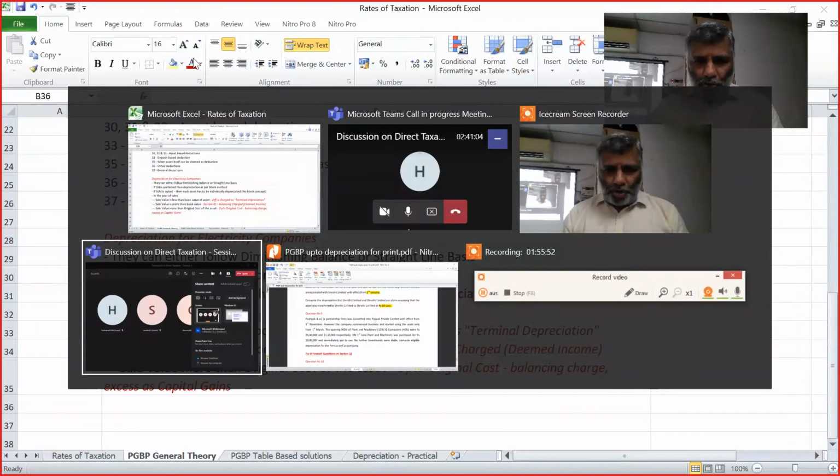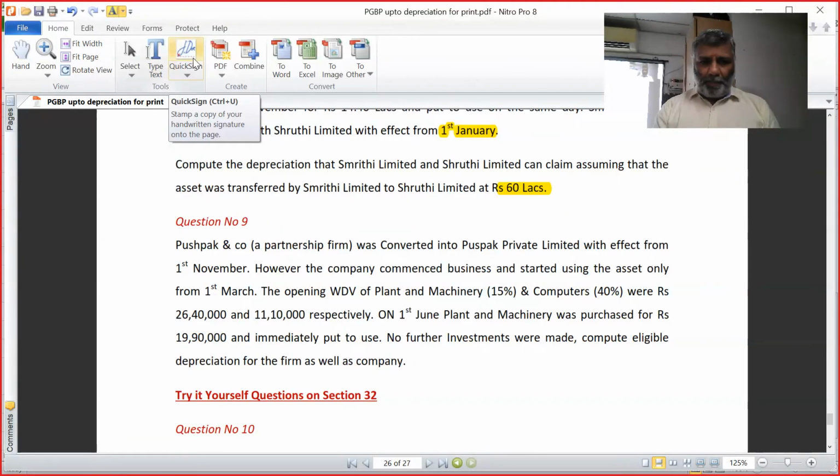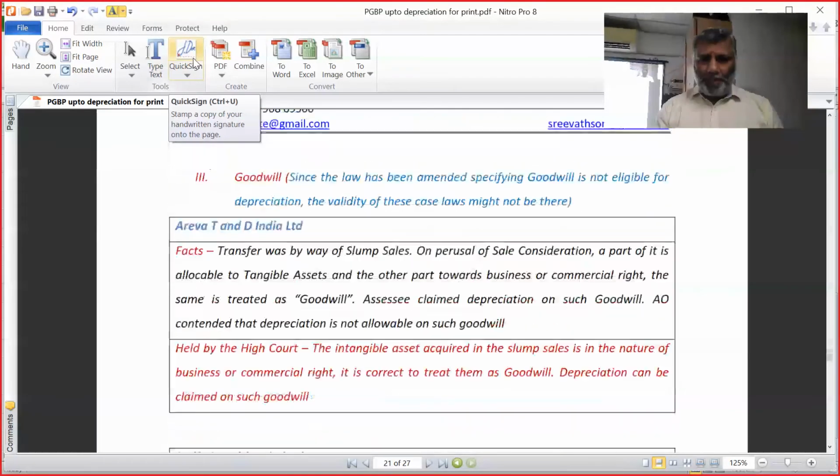Let us go to some of the case laws and complete the discussion on depreciation.